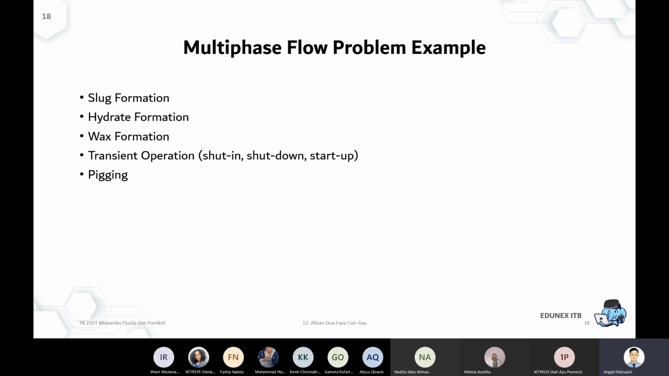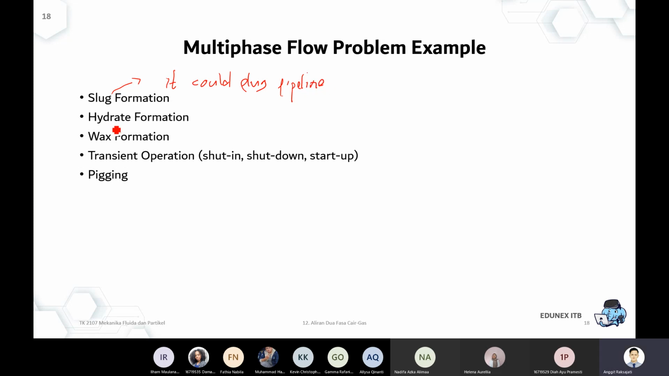But it still happens. So some of the typical problem that happens in industry is like a slug formation, which will be shown in the next slide about the video, the example. So slug means you have like a separate liquid plugging the pipeline. So I think slug is like a big bubble of liquid that is separated at the bottom, so it could plug the pipeline and cause a very high pressure drop.